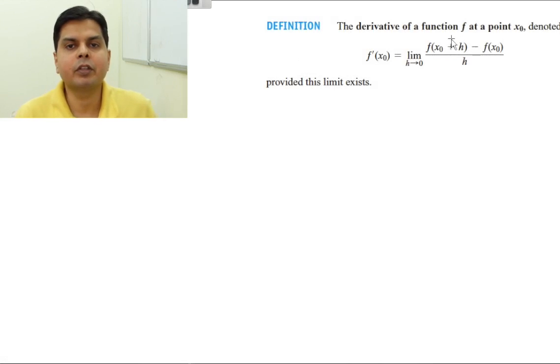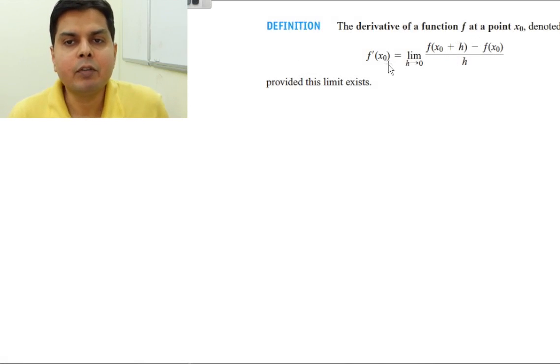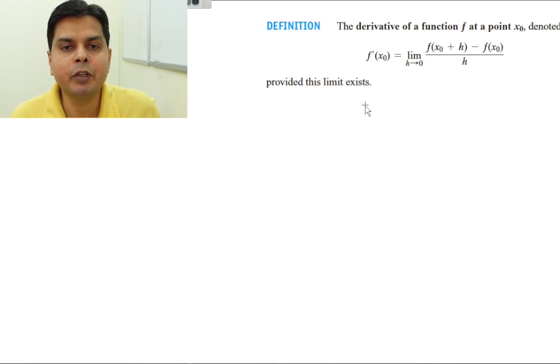Today we will discuss the concept of derivative of a function. Now the derivative of a function f at a point x naught is defined as f prime x naught, and that is equal to the limit as h tends to 0 of f of x naught plus h minus f of x naught, divided by h, provided this limit exists.